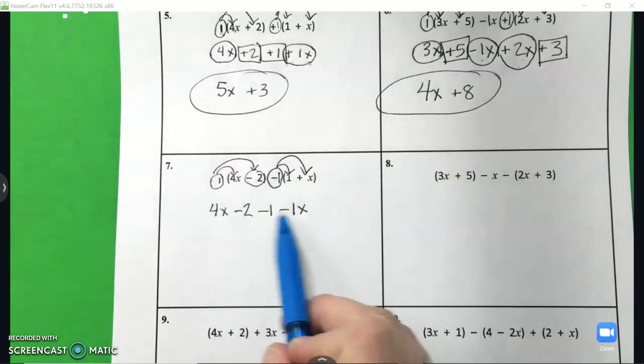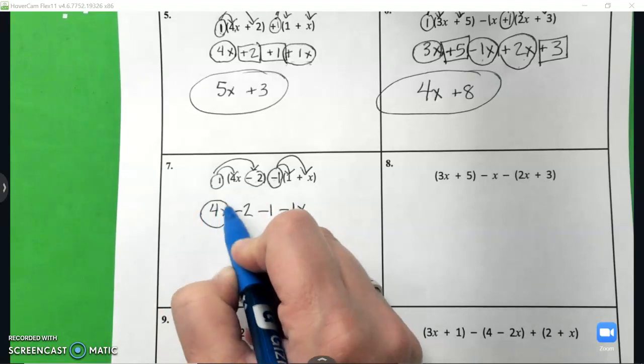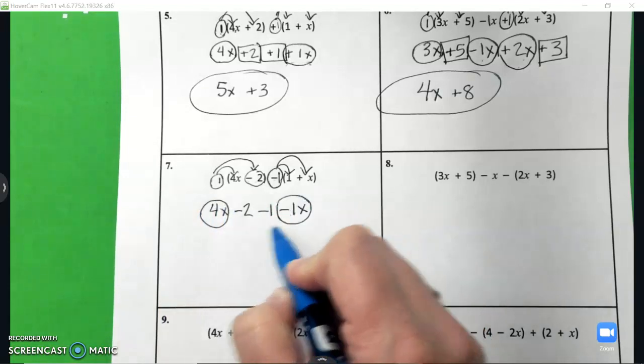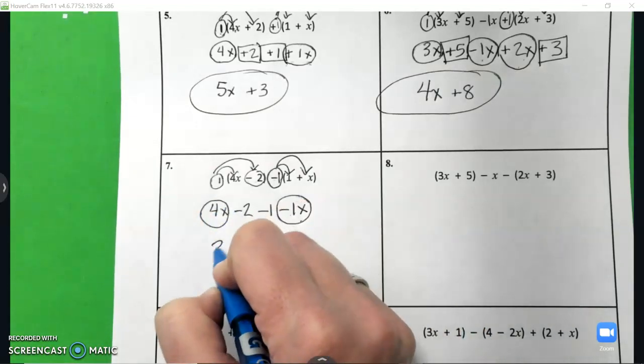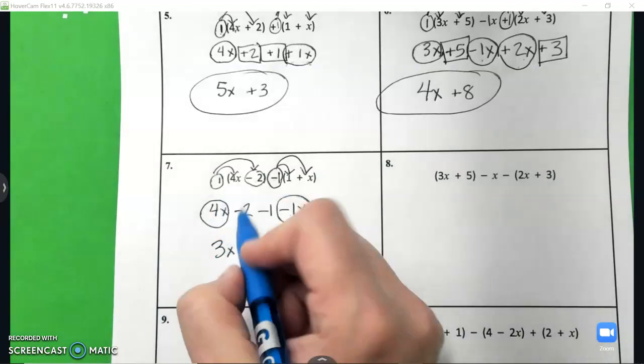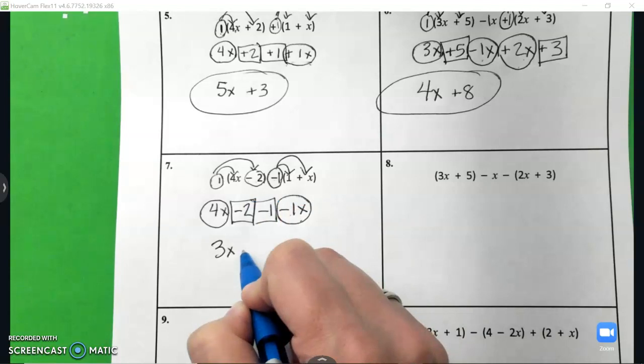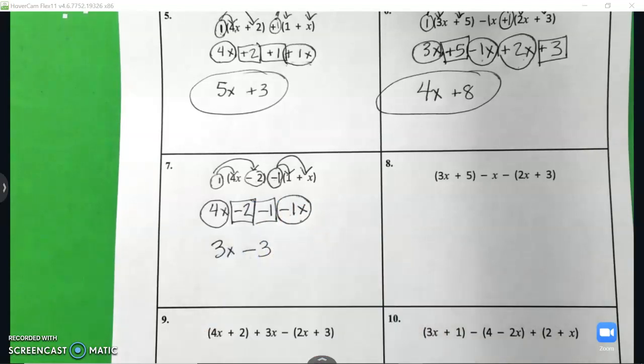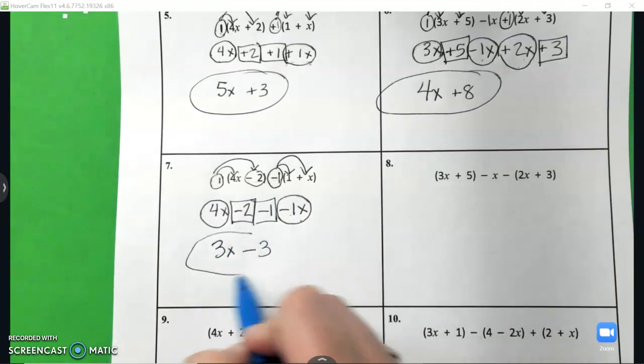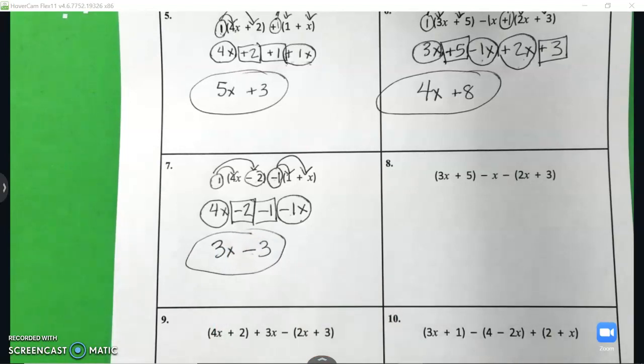So now we've got a lot of negative signs here. So we've got 4x minus 1x is going to be 3x. And then I have negative 2 minus 1 would be negative 3. So our simplified version here is 3x minus 3.